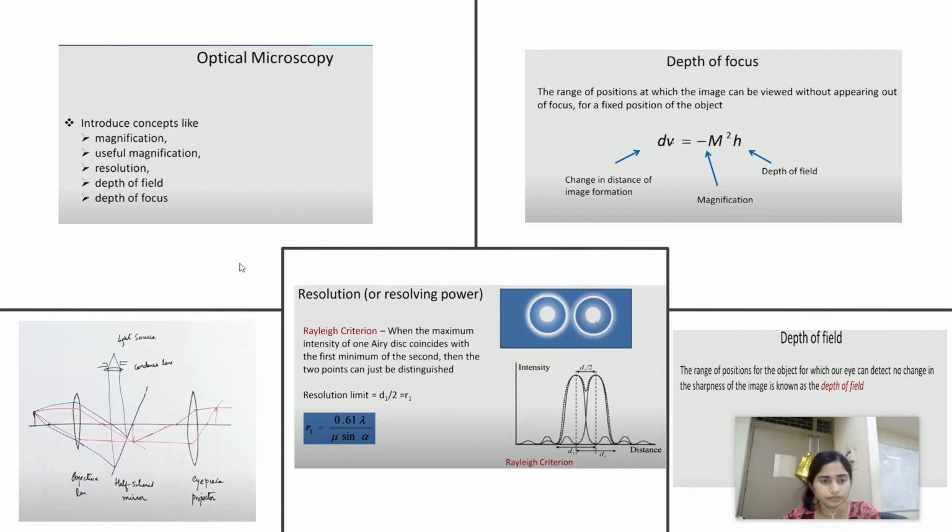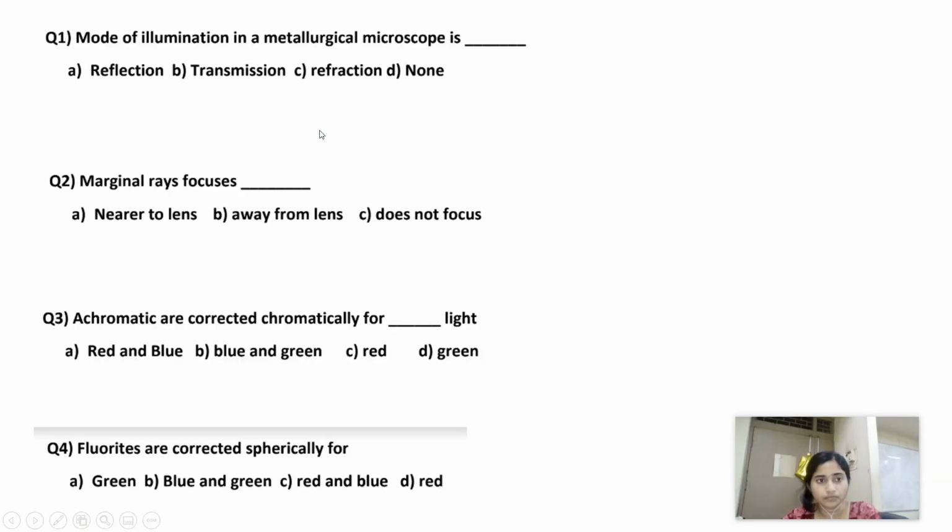Now if we move on to the first question, these are some questions which I took from last year's assignments also. So let it be interactive mode. What is the answer for the first question? Mode of illumination in the metallurgical microscope is?